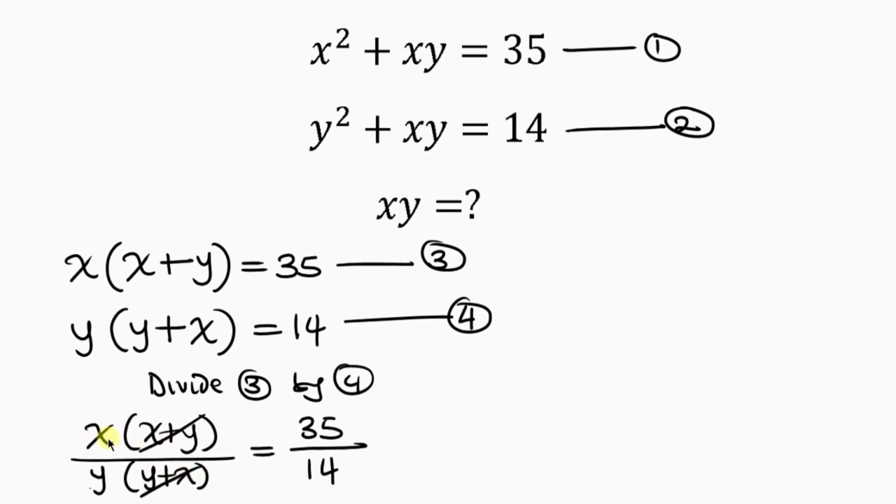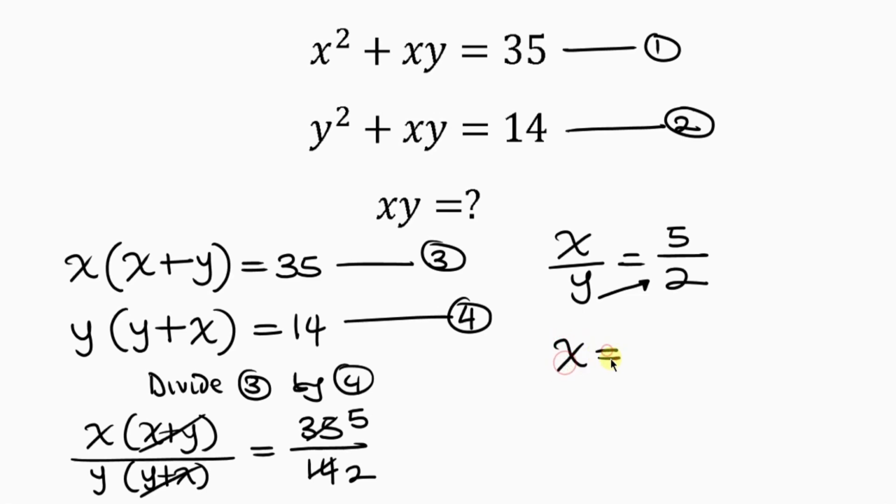So leaving behind x over y on the left hand side to be equal to, now on the right hand side 7 can divide, so 35 divided by 7 is 5, 14 divided by 7 is 2. So we have 5 over 2. Now let's make x the subject by multiplying y by 5 over 2, which is cross multiplying. So x will then be y times 5 over 2, which gives 5 over 2 y. I've already got equation 4, so we can call this equation 5.